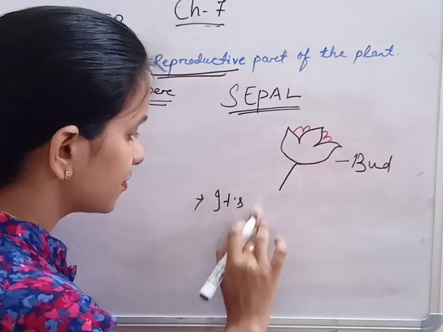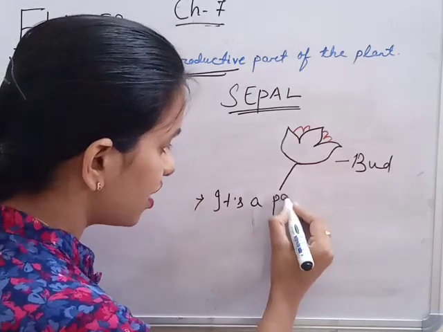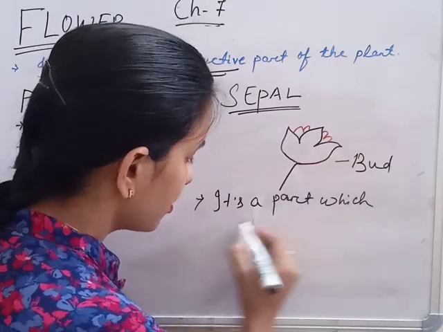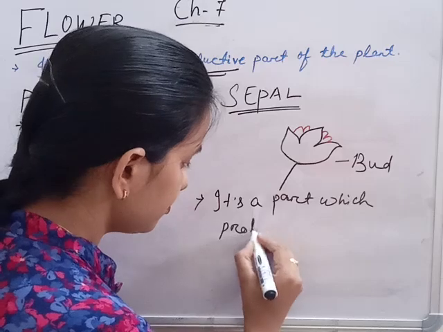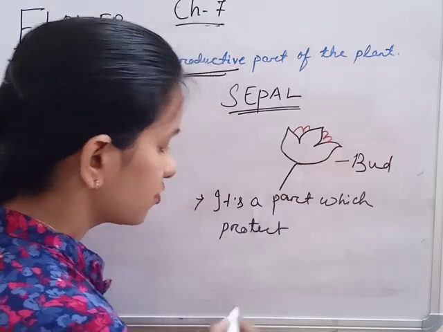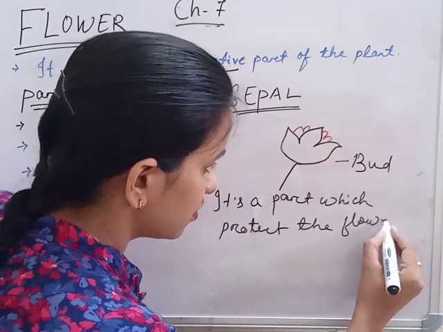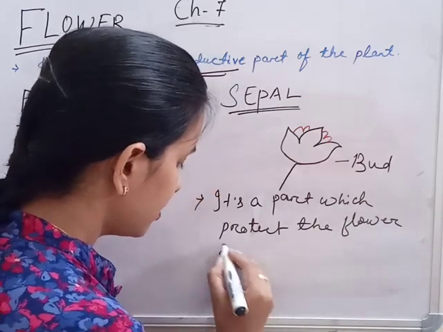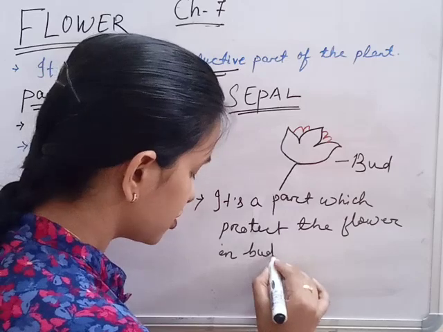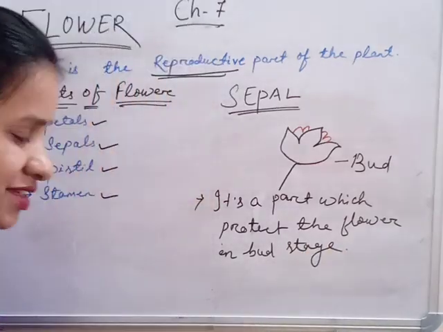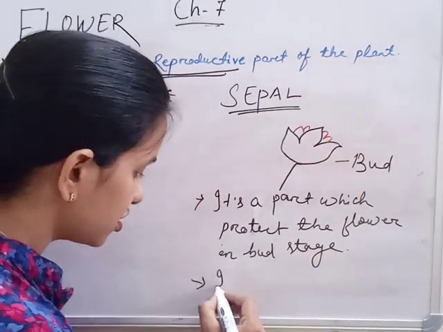It's a part which protects the flower in the bud stage. So actually that is its basic function. So what is sepal? It is a leaf-like structure.